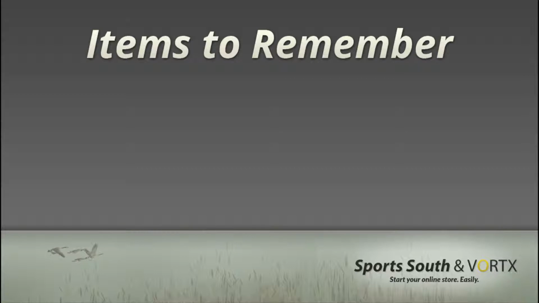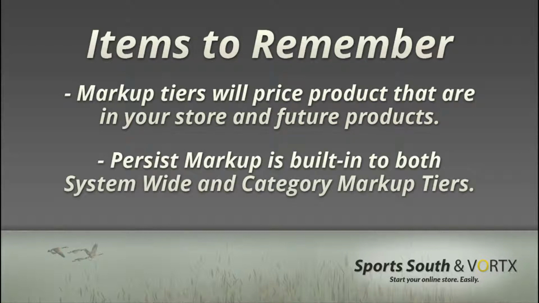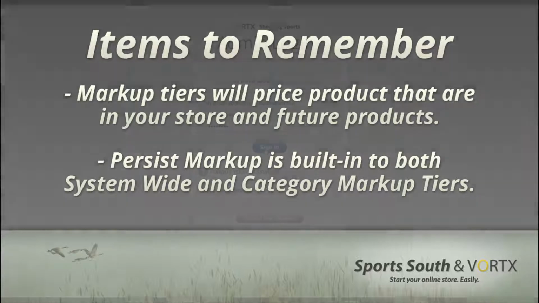A few items to remember about system-wide and category tiers. These tiers will affect the prices of products that are currently in your store and products that have yet to be sent in the feed. There is a persist markup that is built into the system-wide and the category markup tiers. This means that if the cost of a product goes up from a distributor, the margin on your product will represent the new cost.